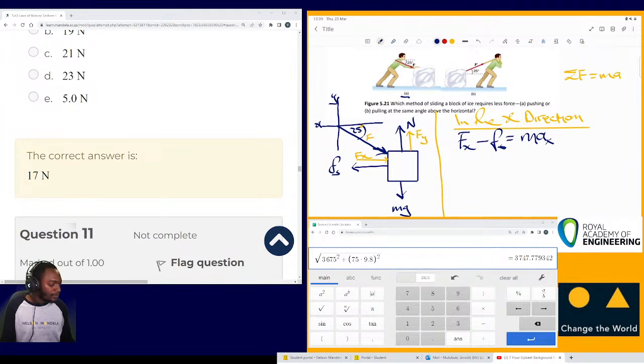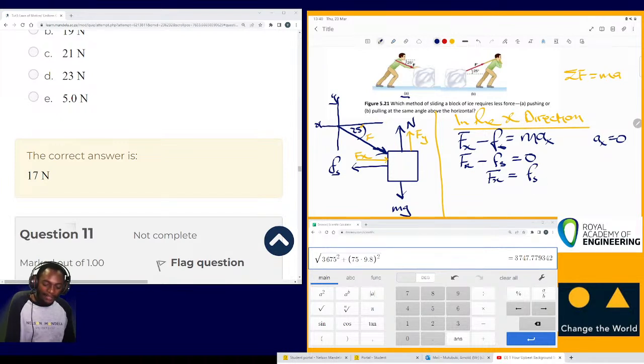It will be the acceleration. Won't it be 0 at that time? Correct. So our a in x at this point is going to be 0, which means Fx minus Fs is going to be equal to 0, which means our F in the x is going to be equal to our Fs.